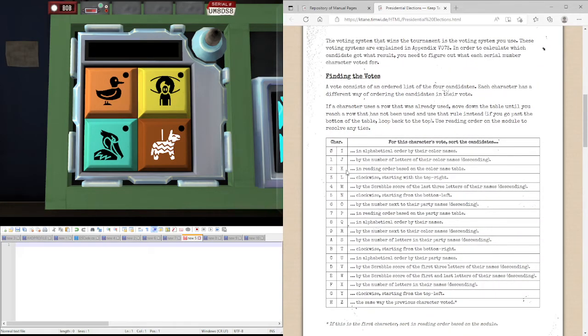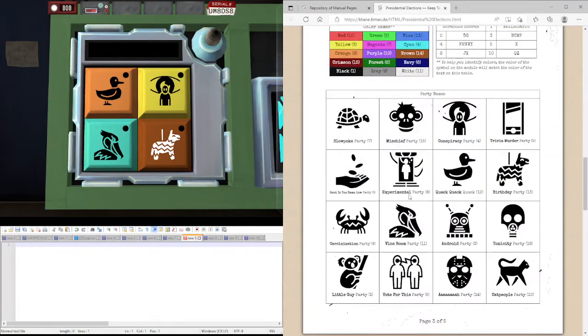So, our first character is a U. In alphabetical order, their party names. So yes, these parties do have names. My favourite one, of course, being quack quack quack. As you can see, all of these have funny names, like Rented Too Damn Low Party, Cat People Party, which is a cat, because why else is it going to be? Trivia Murder Party. Still, quack quack quack. And funny enough, we have quack quack quack up here.